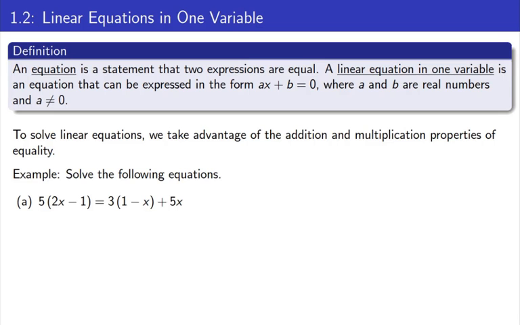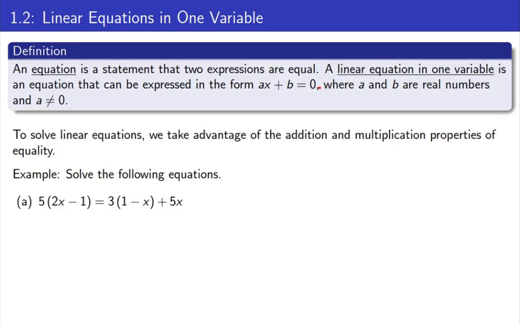In this lesson, we'll be talking about linear equations in one variable. So, first off, an equation is simply a statement, such as the one below, that two expressions, such as these two, are equal to each other. And so a linear equation is one that, if you can manipulate it, you can end up with something of the form ax plus b equals 0.